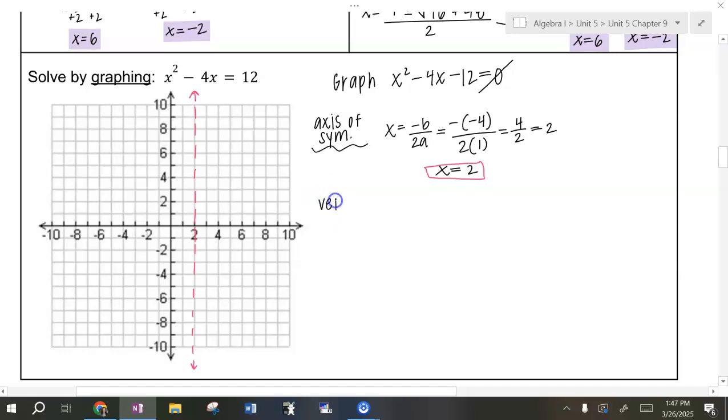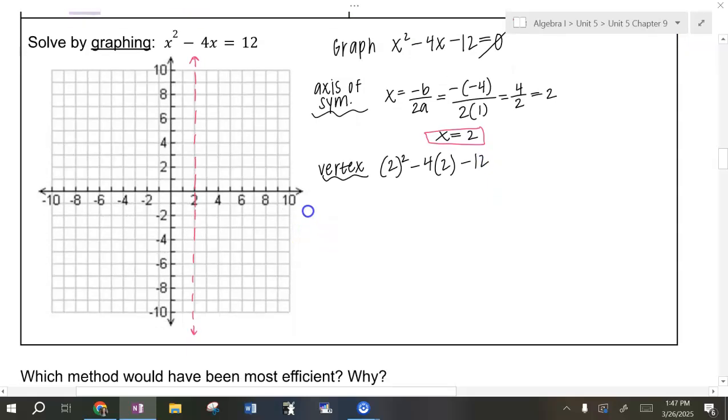Take your axis of symmetry and find the vertex for step 2. In order to find the vertex, you take the x value that you got and you plug it back in to find the y value. So you're going to do 2 squared minus 4 times 2 minus 12.